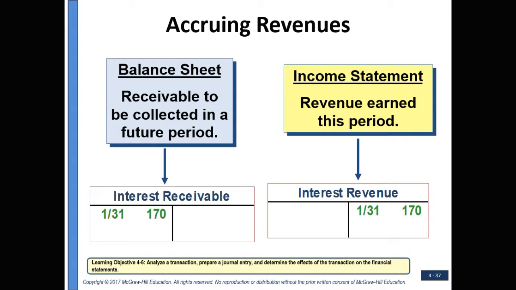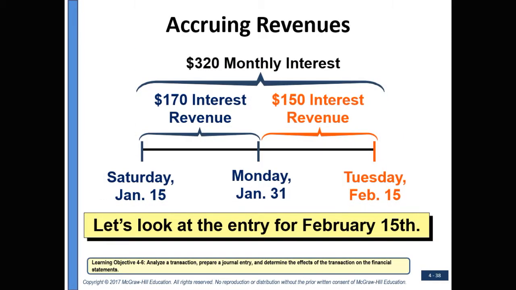Next, we'll take a look at what happens on February 15th. On February 15th, the company receives an interest payment from the bank of $320. This is for the interest that accrued in January and the interest due for the portion of February to date.